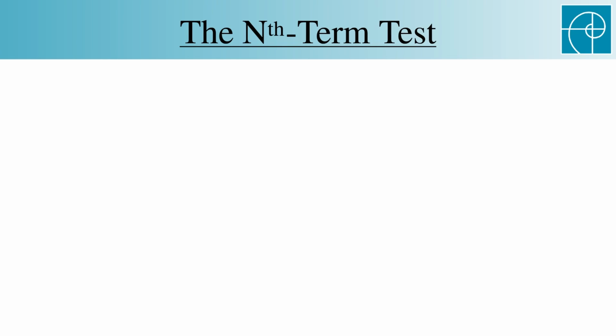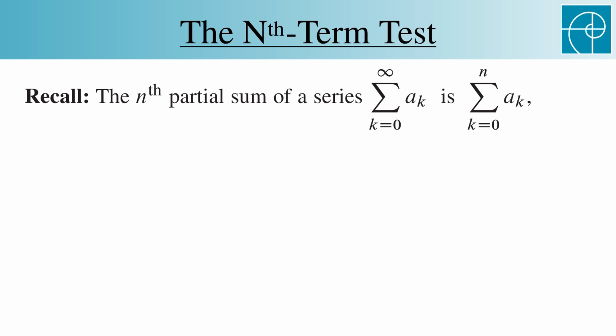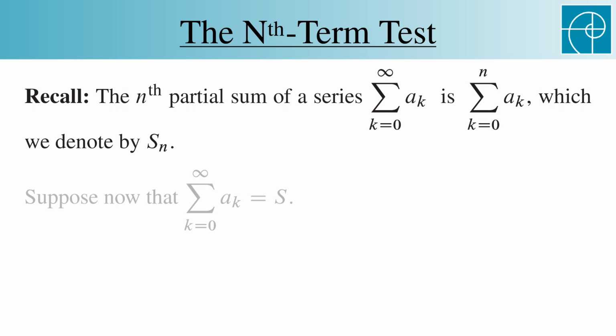In this video, we're going to talk about a useful property of the terms of a convergent series. Let's start by recalling that the nth partial sum of a series is the sum of all of the terms up to the nth term, and that we denote this by S sub n. Let's suppose that this series converges to S.